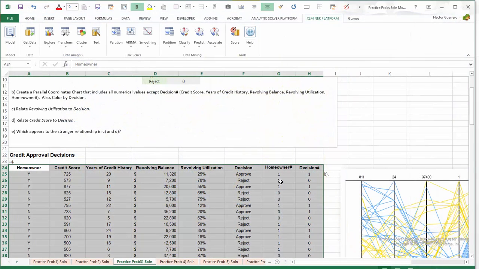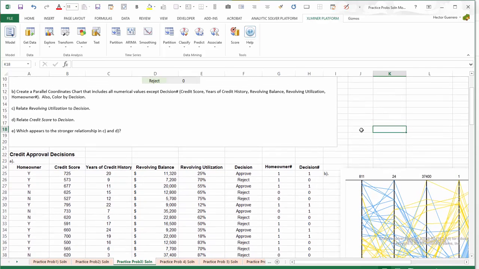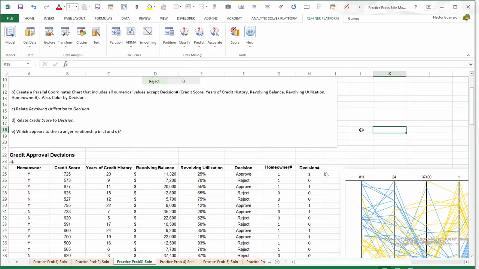Let me get rid of this first. The next question says, relate revolving utilization to decision. And the one after that, relate credit score to decision. What do I mean by relate? Well, is there a relationship, and more specifically, a correlation between these two variables, revolving utilization and decision, and/or credit score and decision? So how do we look to see if variables are correlated? Well, that kind of answers the question, doesn't it? We're going to do correlation analysis.